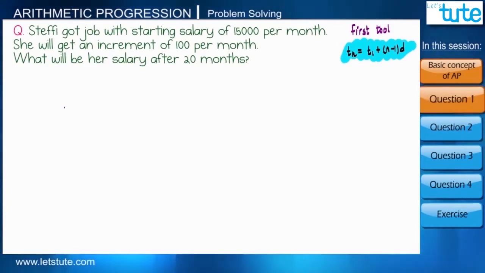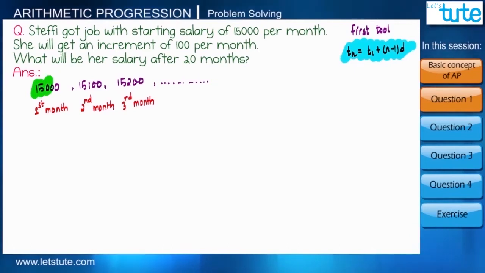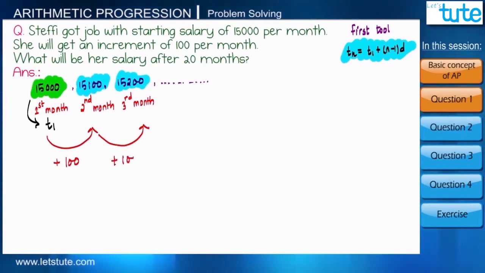Here is a situation. It says Steffi's salary in the first month is 15,000 and every month she gets an increment of 100. So what do you understand by it? See here, if the increment is 100, then in the next month she will get 15,100 and then 15,200 and so on. So we can say that 15,000 is the first term, that is T1, and the increment is 100. That means the common difference D is 100. And further it says we need to calculate her salary in the 20th month.